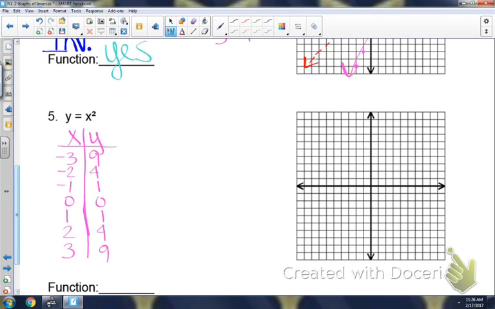So we're going to plot those points. It should be a parabola because this is a quadratic. Negative 3, 9. Negative 2, 4. Negative 1, 1. 0, 0. 1, 1. 2, 4, and 3, 9.